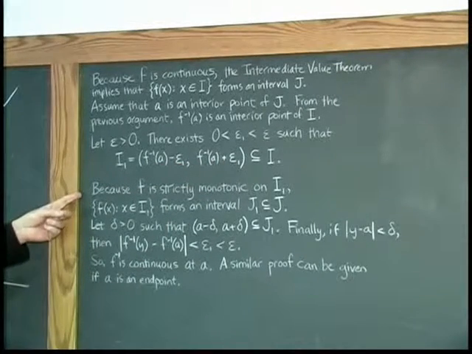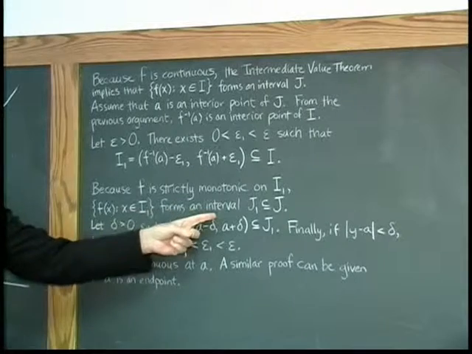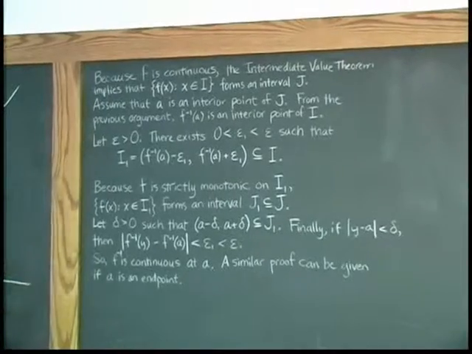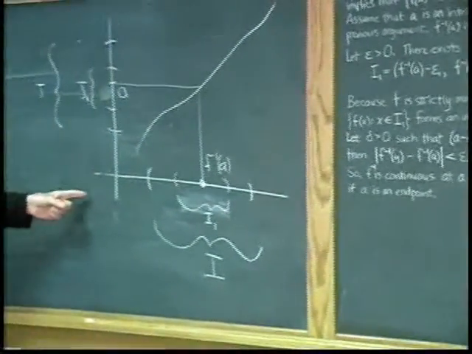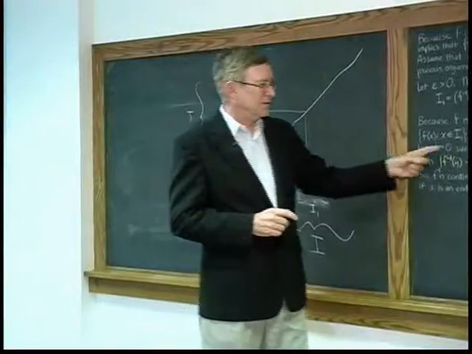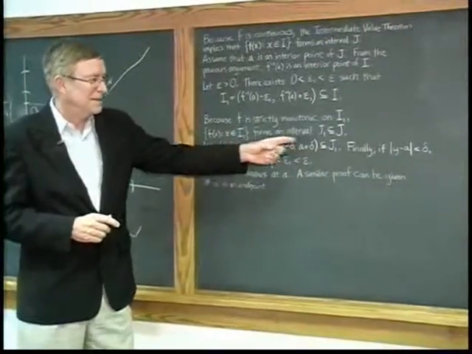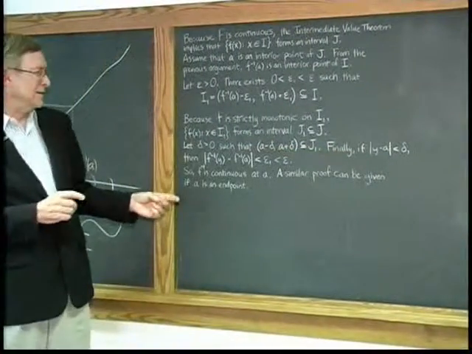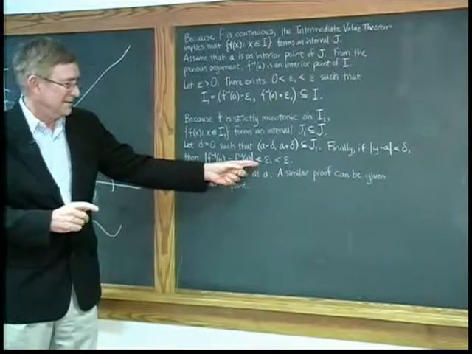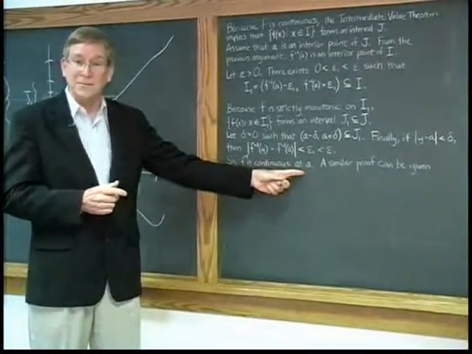Because f is strictly monotonic on I sub 1, the set of f of x's, such that x is in I sub 1, forms another interval, J sub 1, inside J. We've illustrated this in the diagram here. So let delta be greater than 0, such that A minus delta, A plus delta is contained in the interval J sub 1. Finally, if the absolute value of y minus A is less than delta, then f inverse of y minus f inverse of A in absolute value is less than epsilon 1, which is, of course, less than epsilon. So we've shown that f inverse is continuous at the point A.